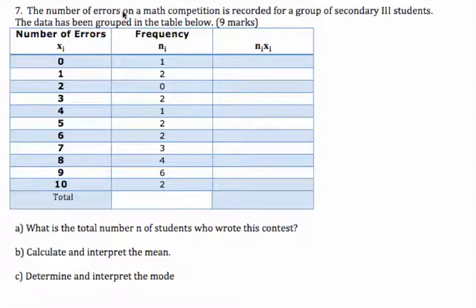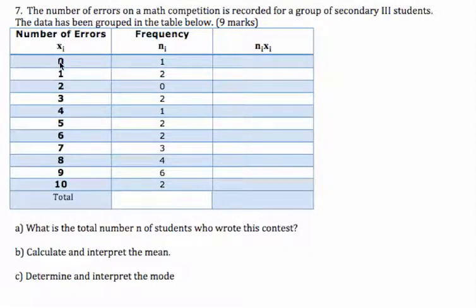Question number 7. The number of errors on a math competition is recorded from a group of secondary 3 students. The data has been grouped in the frequency table below. 9 marks. A. What is the total number of students who wrote this contest? Okay, so let's see what this means.